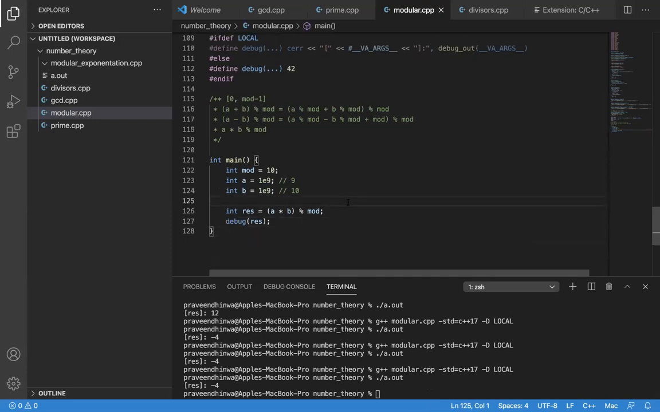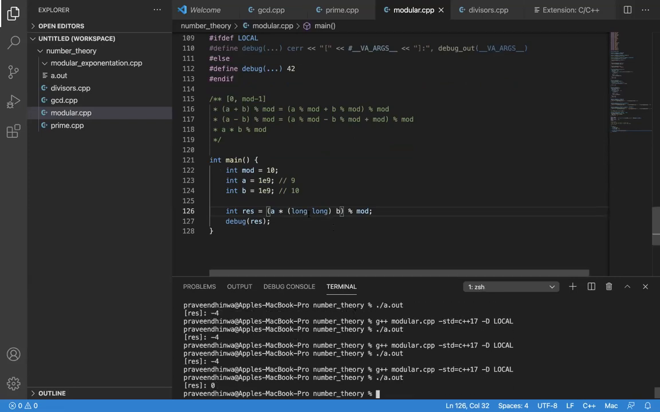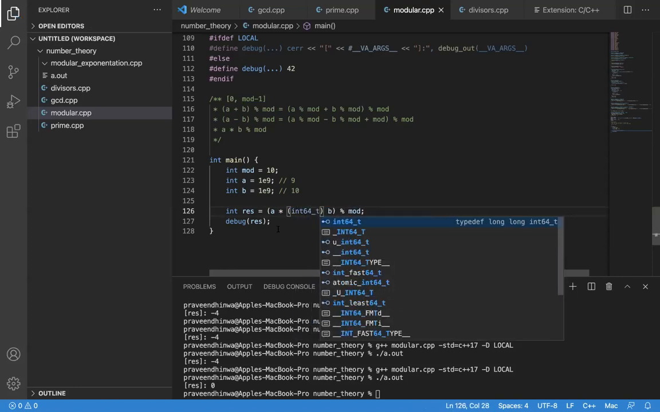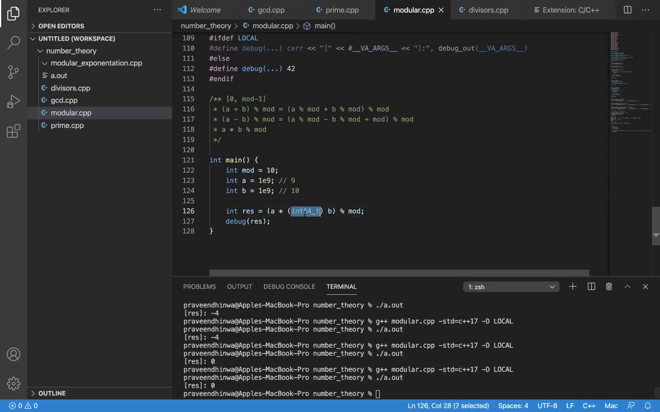Anybody can point out the problem in this code? This number a times b is overflowing. That's why it is. So what you can do, you can typecast it to long and do this. If you typecast it to long, this expression will become long, and then you are evaluating. Long is also written as int64_t, so you can use the same thing.